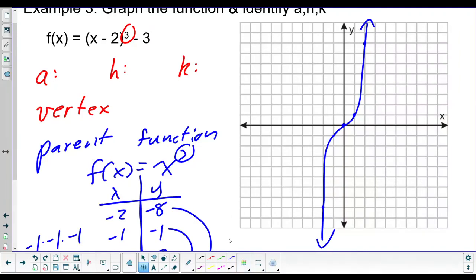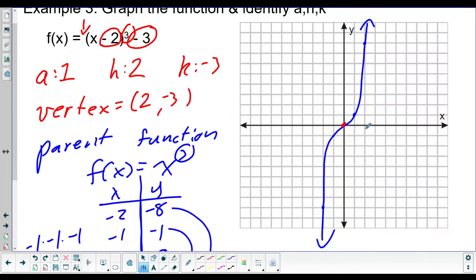Now we'll go find a, h, and k, and then we'll do the transformations to this to get our new graph. So a, again, there's nothing in front here, so it's just a 1. h is the number inside with the x, but change the sign. And k is the number at the end, keep the sign. Our vertex is at (h, k), so (2, -3). The vertex for a cubic is the middle of this bend right here. So our new middle bend spot is going to be at (2, -3).